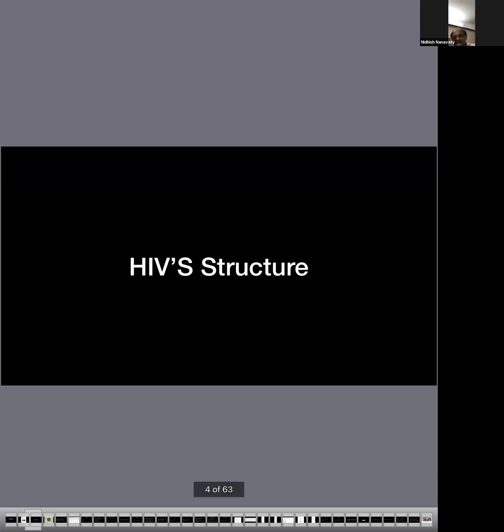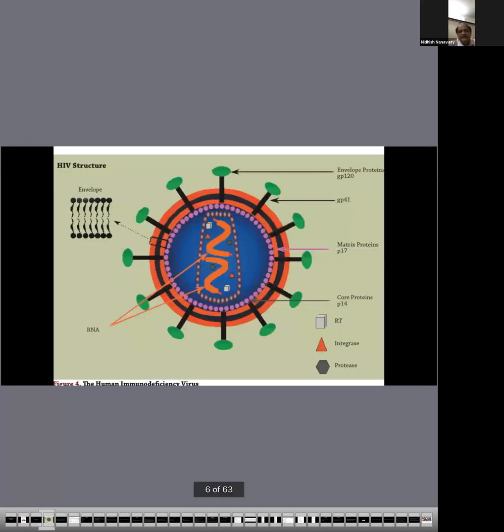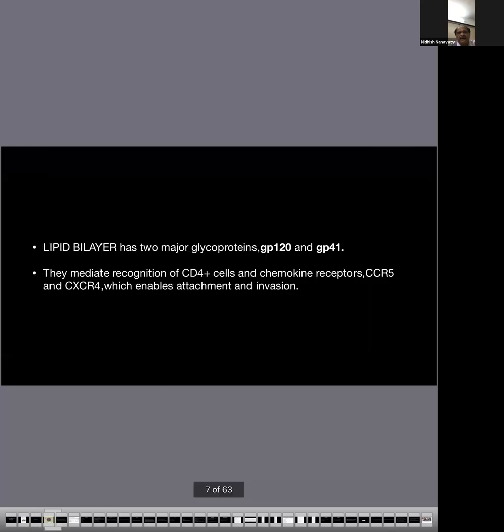Now, HIV virus is a retroviral virus and of a lentivirus genus. And it is mainly a cytopathic virus affecting almost all animals with different diseases. The characteristic is it is a cylindrical center with lipid bilayer. Now, lipid bilayer has two major glycoproteins, GP120 and GP41. They are derived from glycoprotein 160. Both are highly immunogenic.